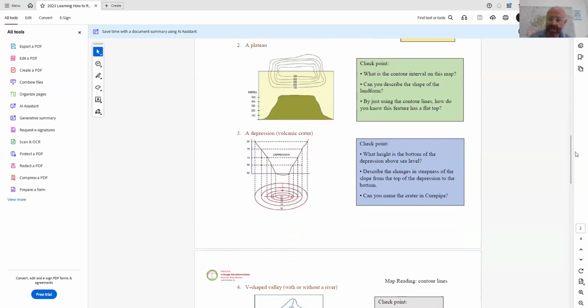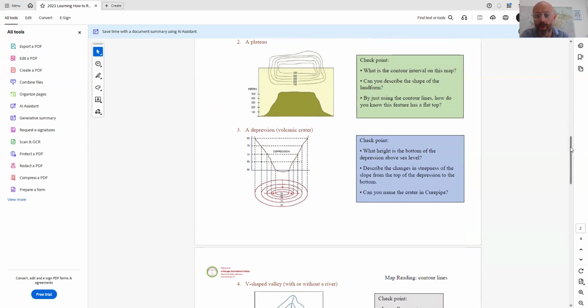Now, unlikely to come up, but something like a depression like Trou aux Cerfs in Curepipe, you will get a depression. The contour lines will not be going up that way, they'll be going down that way, like you get some sort of basin or crater.